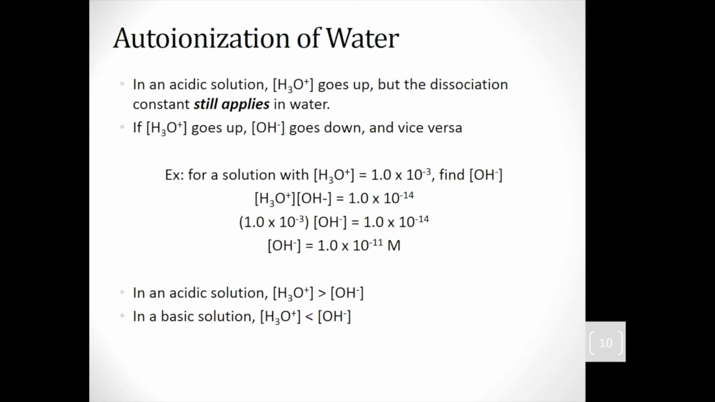So overall, if we're thinking just about the concentrations, in an acidic solution, the H3O plus concentration is greater than the OH minus. In a basic solution, the H3O plus is less than the OH minus, and a neutral solution is one in which those two concentrations are equal.